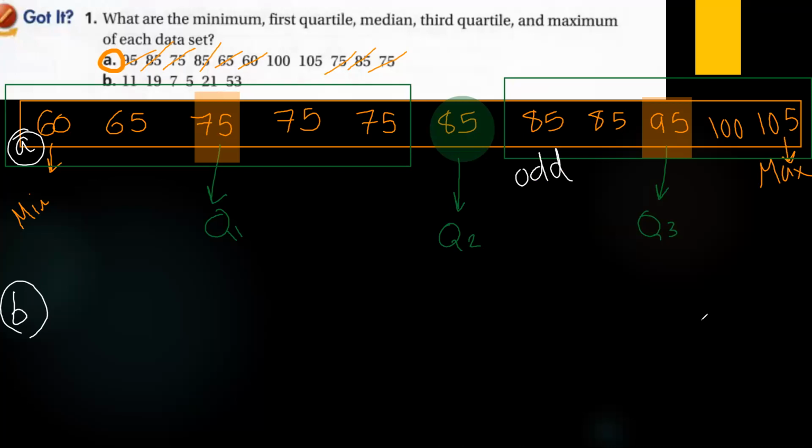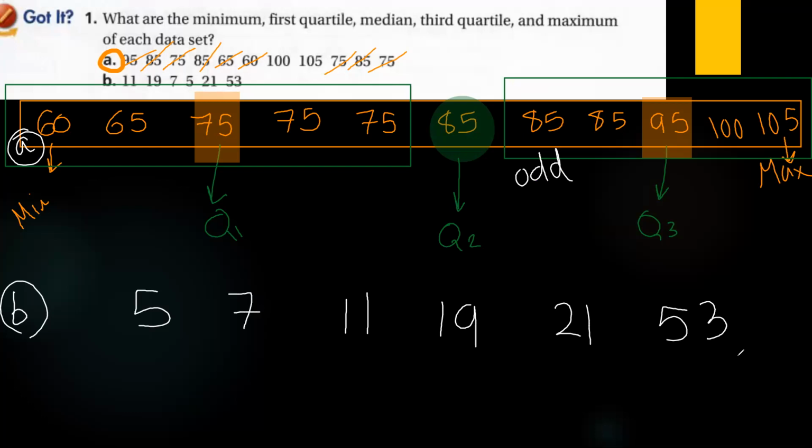Now let's first arrange the numbers: 5, 7, 11, 19, 21, and 53. We need now, where's the minimum? The minimum is 5. And this is the maximum.